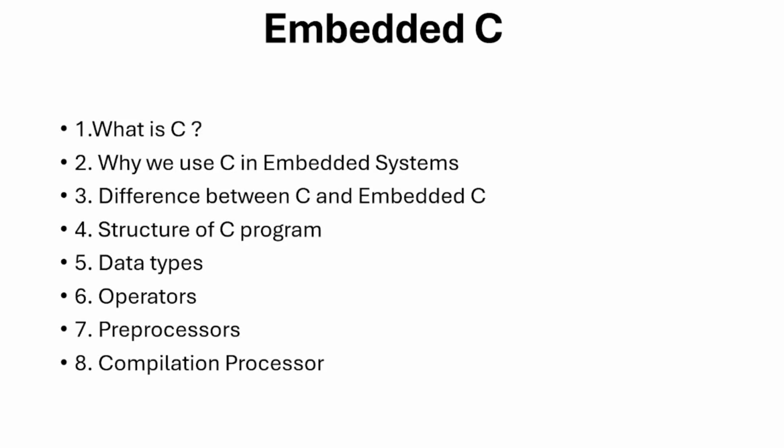We'll start with the embedded C, and then we'll move to the embedded concepts, ARM processor, STM32. Here, what is embedded C? How is it different from normal C?